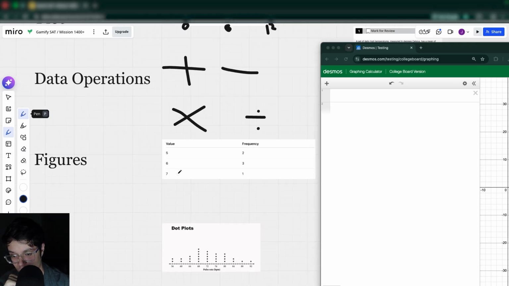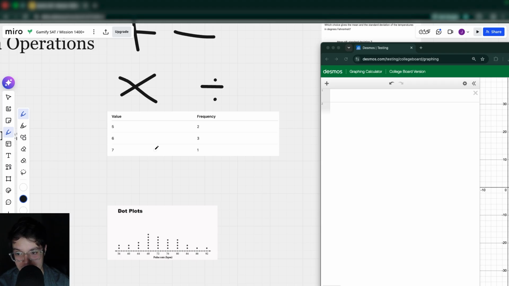a frequency table. What this is exactly what it sounds like. It shows the frequency of different values in a data set. The big thing you must know is that these are the actual values, and this is the amount of times that each one shows up.